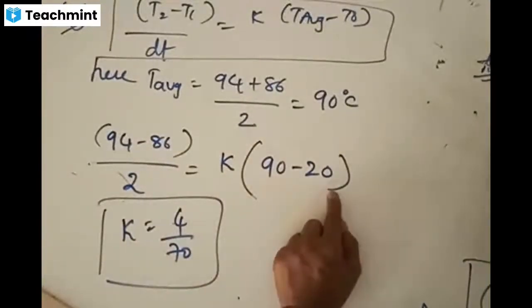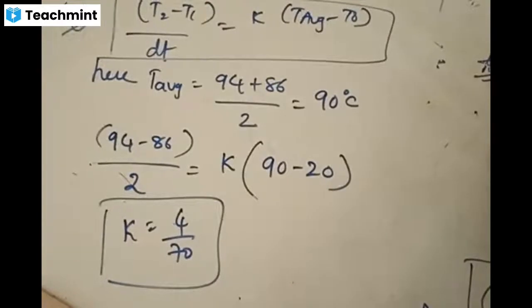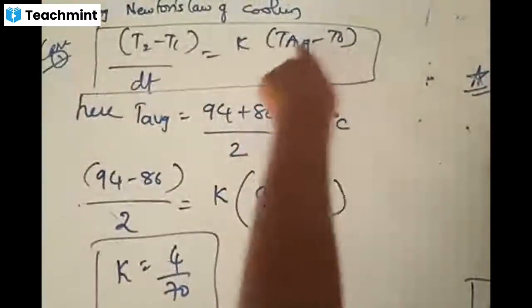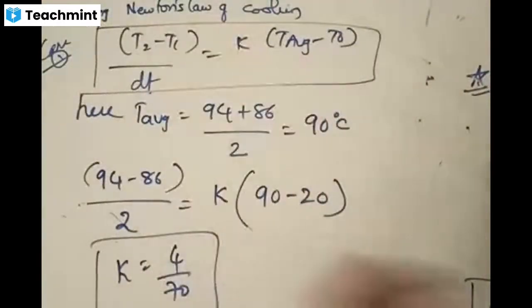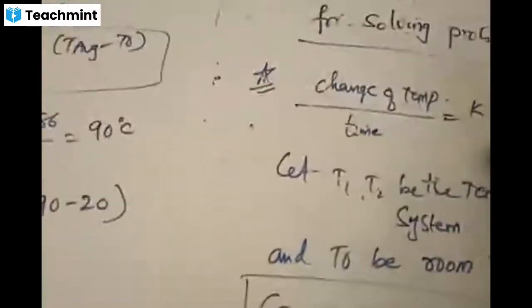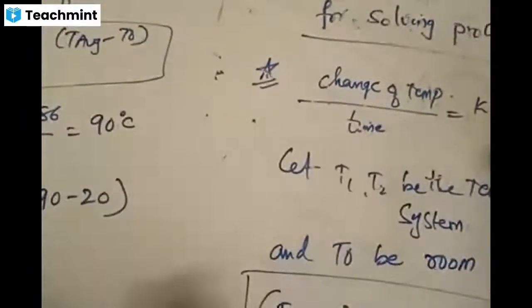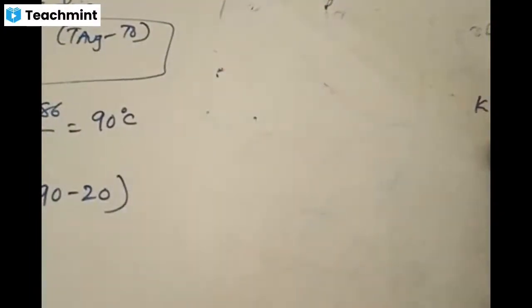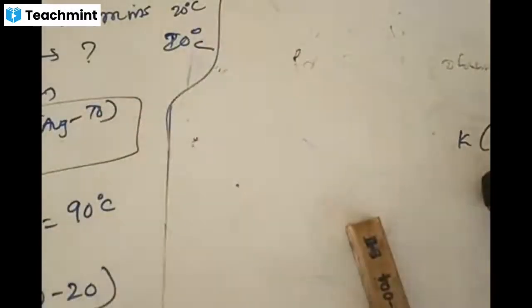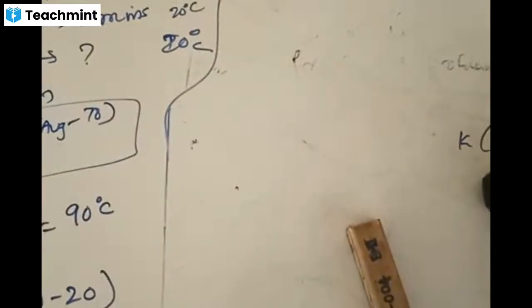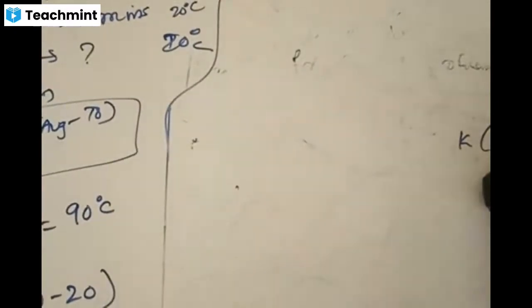90 minus 20. Why did 90 minus 20 come? The formula itself is T average minus T naught. T average is the sum of these 2 by 2. It seems like more steps, but if you practice, it becomes very easy and very interesting. So we used case 1 data to determine the value of K.